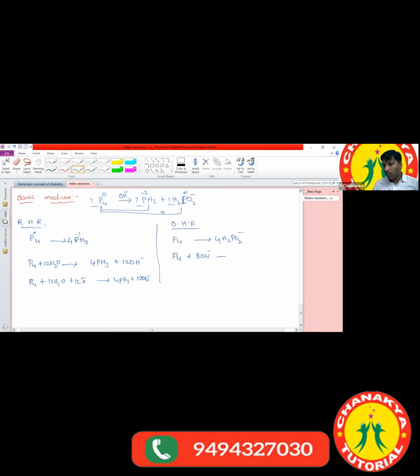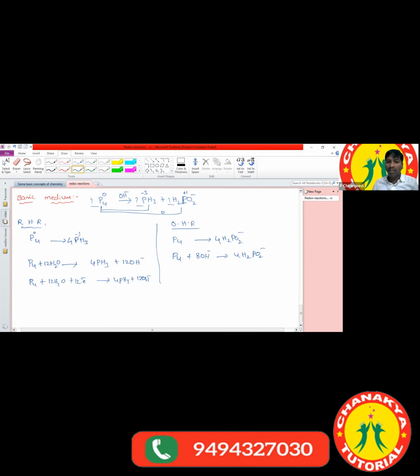If you add 8 OH minus, it is converted into 4 moles of H2PO2 minus only. Once you check it out, is it balanced or not? Yes, sir, they're balanced. Is the charge balanced or not? Once you check it out, how much charge difference is there?